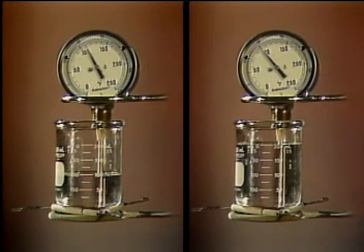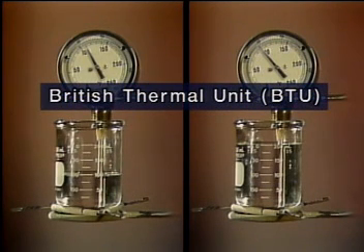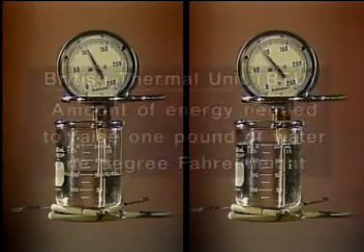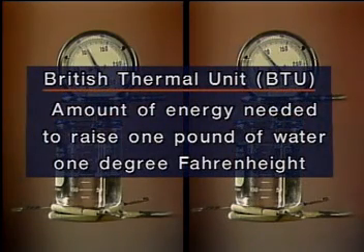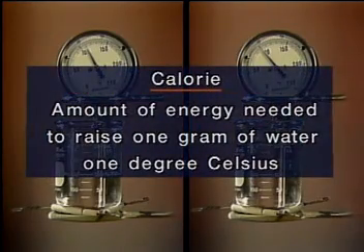The two units generally used to measure heat are the British thermal unit, or BTU, and the calorie. A BTU is the amount of energy needed to raise the temperature of 1 pound of water 1 degree Fahrenheit. A calorie is the amount of energy needed to raise the temperature of 1 gram of water 1 degree Celsius. Heat is a form of energy known as thermal energy. Thermal energy can be either stored in a substance or transferred from one substance to another.